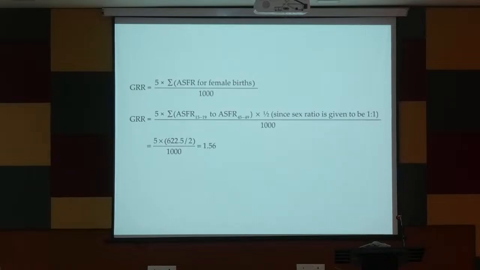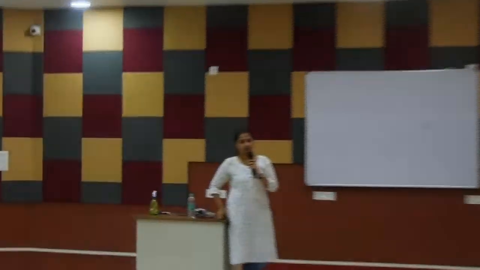To calculate the gross reproduction rate, you have to know the number of female live births, right? Not directly but indirectly, by saying that the sex ratio is 1:1, you calculate the gross reproduction rate. Clear? Did everyone understand the question? Any confusion about this problem? Okay.